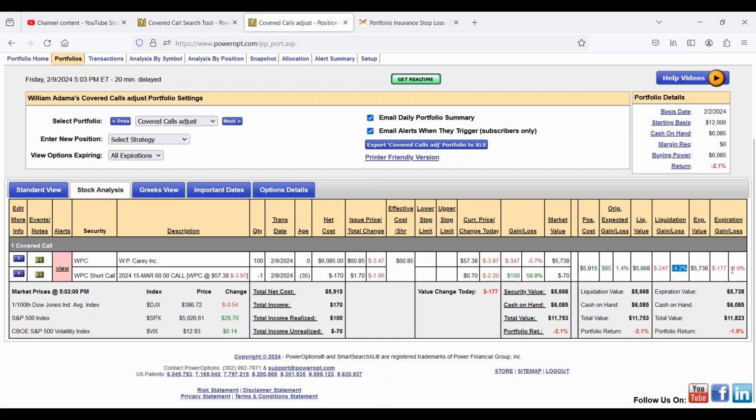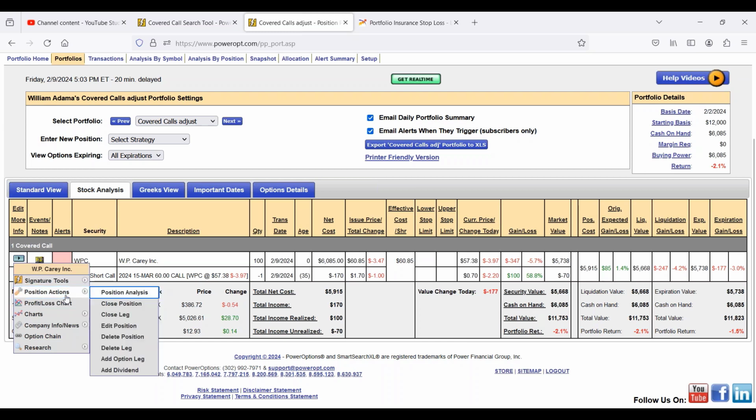If I liquidate, I'll lose 3% in the hope that maybe the stock still stays around this $57.35 range in 35 days. Unlikely. What management would I do? And as I'm tracking positions in the portfolio, that's when we're going to go to position actions and then position analysis.